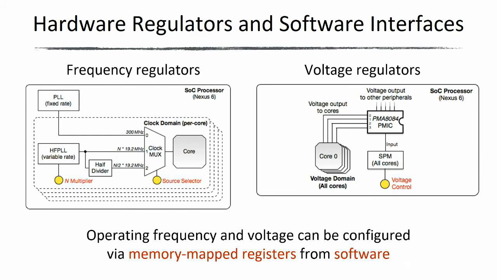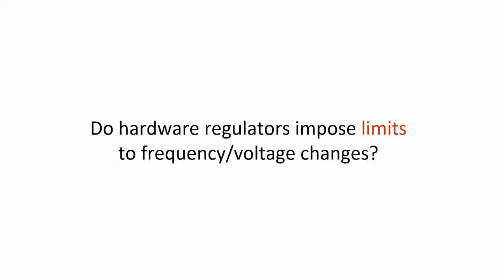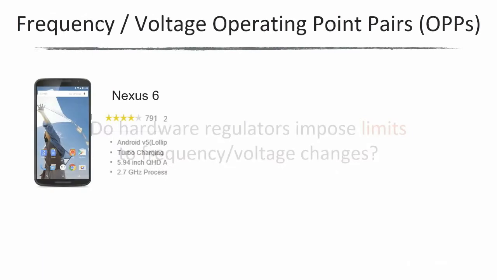For illustration, here we show the schematics of the frequency and voltage regulators, which we reverse engineered from the Nexus 6 device. The important point to note on these schematics is that the regulators are configurable from software through the memory-mapped registers. Now we know software can control frequency and voltage on the devices. A fair question to ask then is whether any limits are imposed on these configurations.